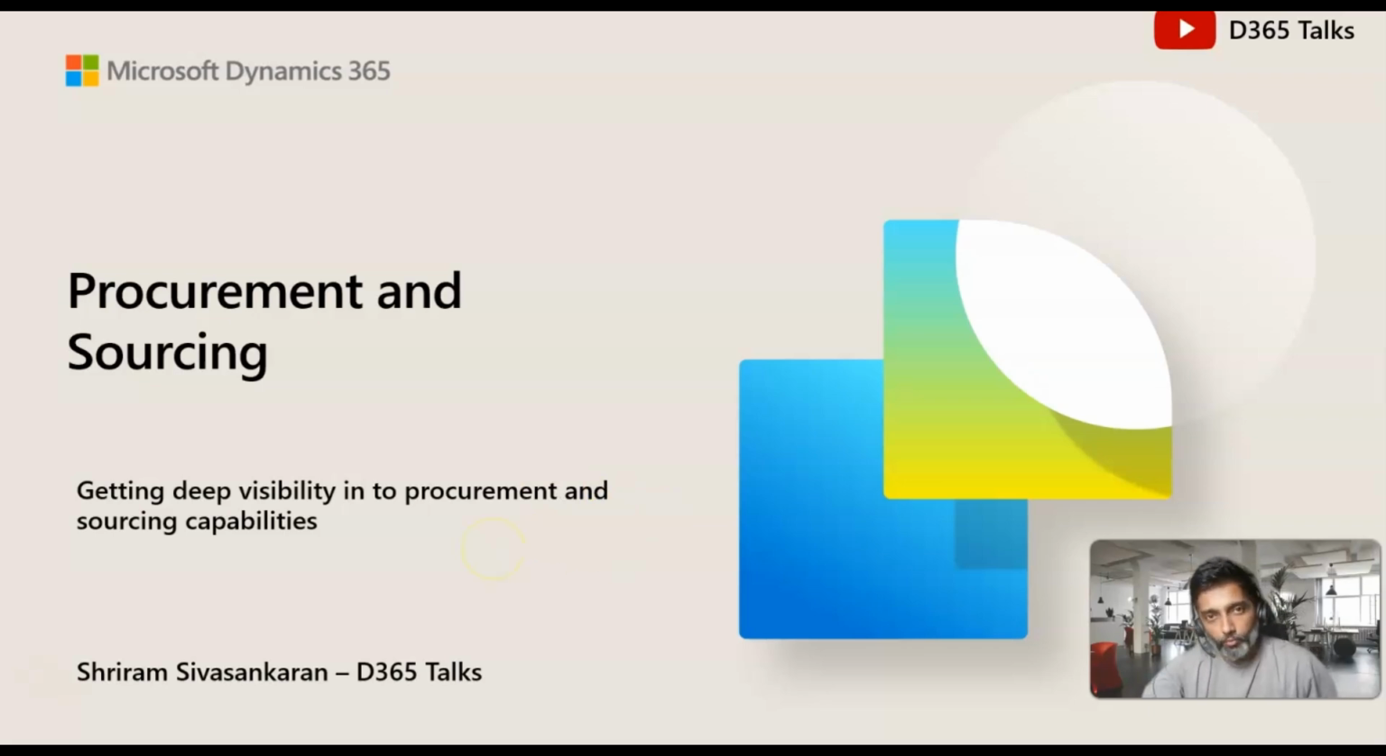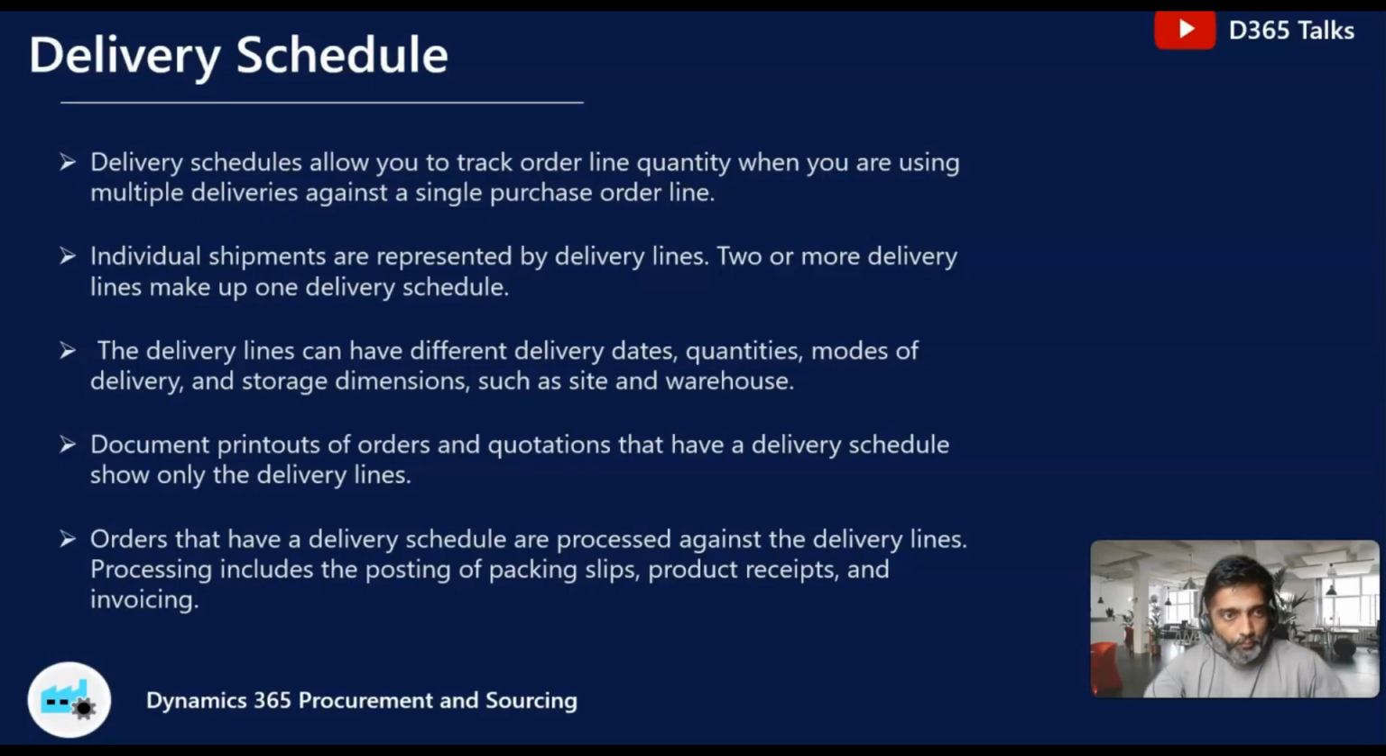This is one of the important functionalities within Dynamics 365 which helps you to plan your delivery lines compared to the order lines. By fundamental definition, delivery schedule allows you to track order line quantity when you are using multiple deliveries against a single purchase order line. So against each and every purchase order line, you can plan your delivery schedules by negotiating or discussing with the vendors how you want to plan these deliveries.